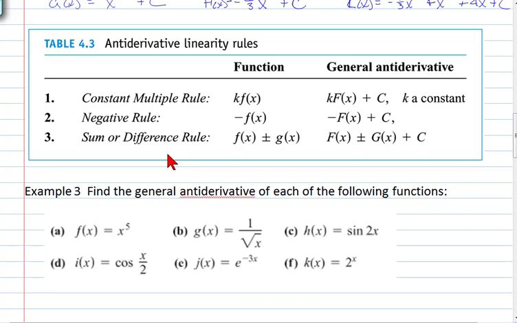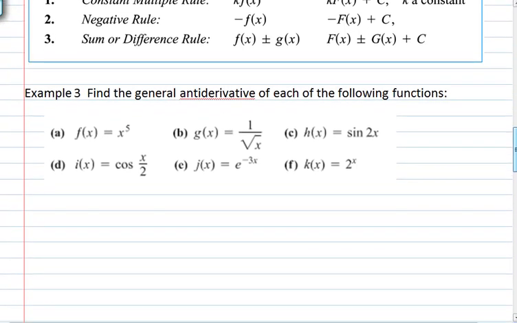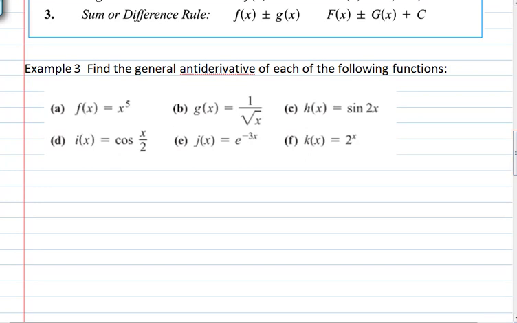Example 3. A. If f of x is equal to x to the 5th, let's find the general antiderivative. Capital F of x is equal to what? Add 1 to the exponent and divide by the new exponent and add c.